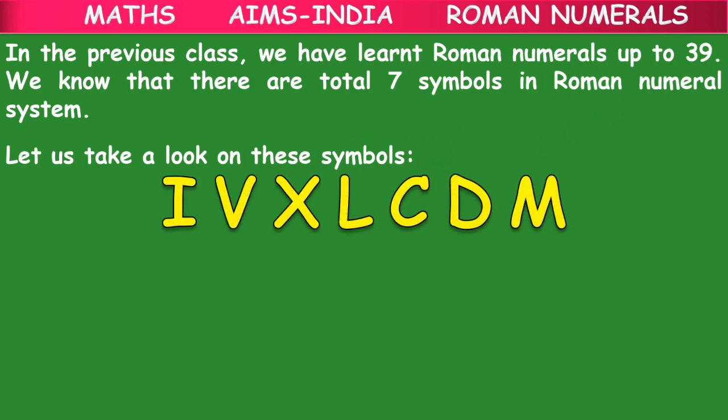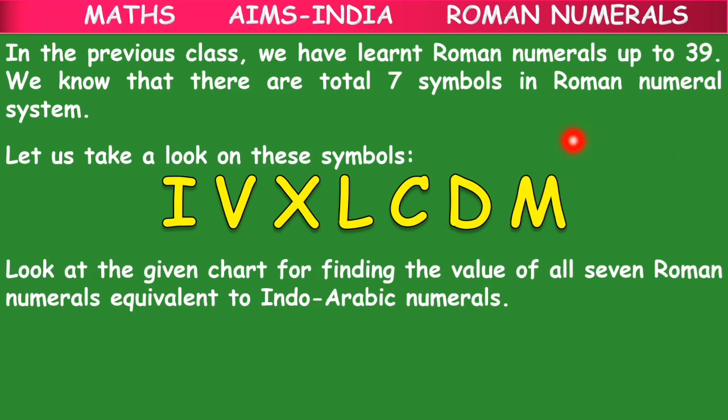Let us take a look at these symbols. See, what are these Roman numerals? These Roman numerals are a few symbols which are used in place of numbers. We know that there are 7 symbols in total. What are they? I, V, X, L, C, D, M. And remember, children, it is very important that you remember all these symbols in the same order. You should remember it like this only: I, V, X, L, C, D, M.